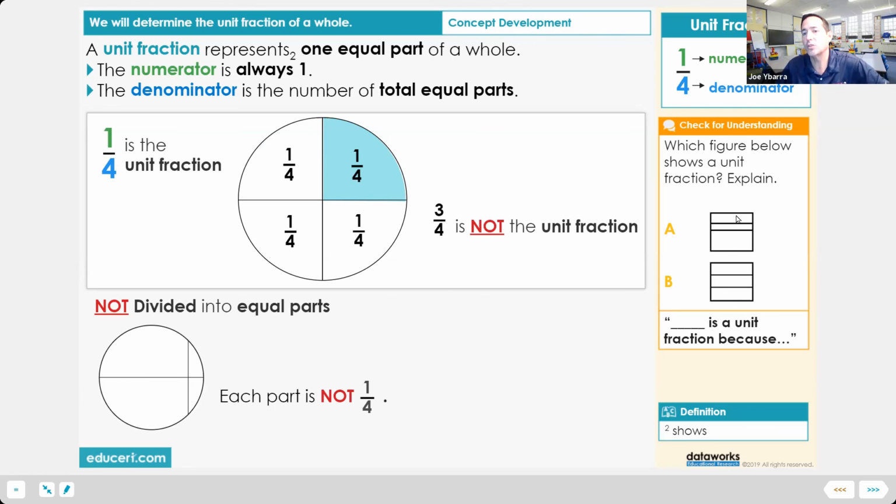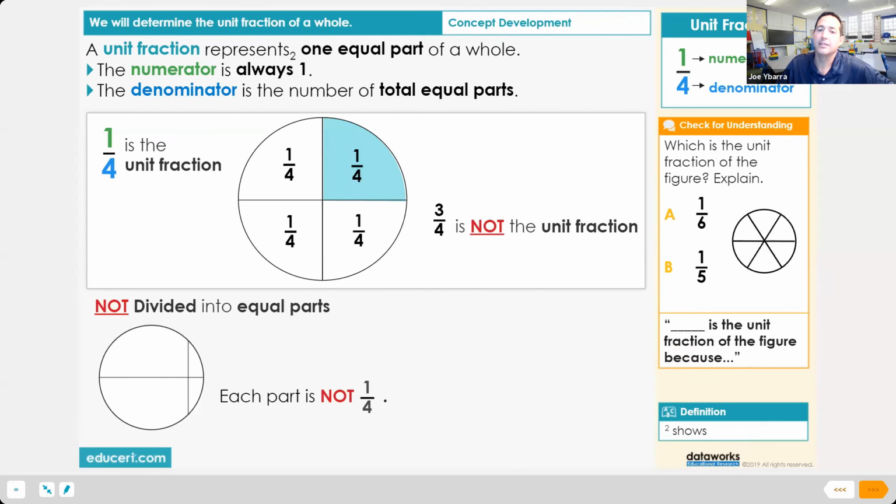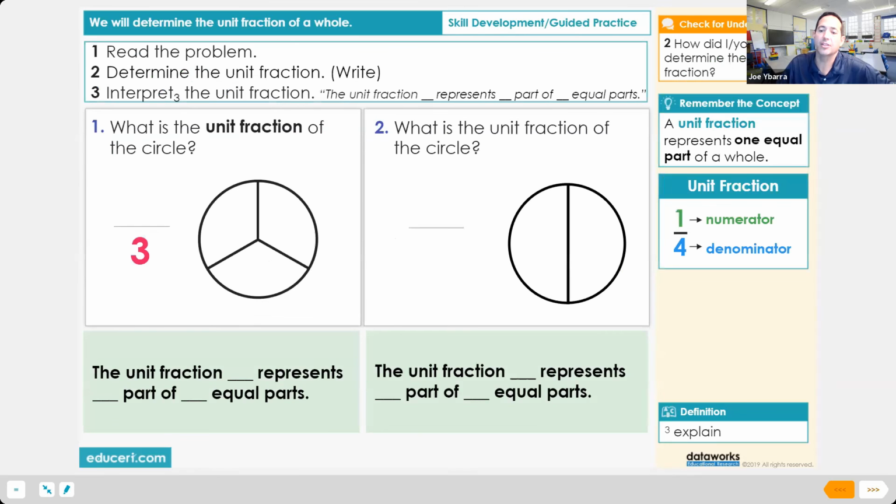And here's my hierarchy. Which one's an example of a unit fraction? How do you know? It is B because all parts are equal. It would be 1/3 because the unit fraction is always 1. This, not the parts are equal. Concept development. But now that they understand that, let's teach them how to create a unit fraction.